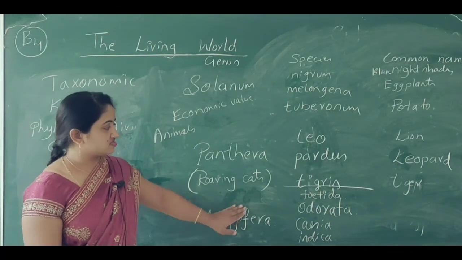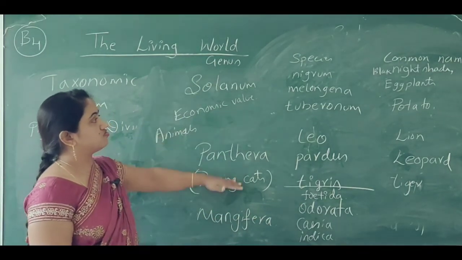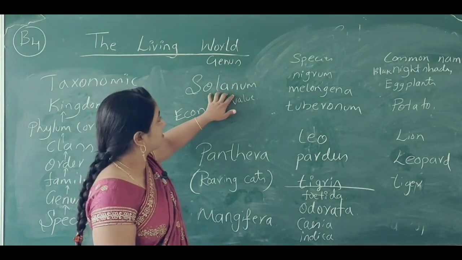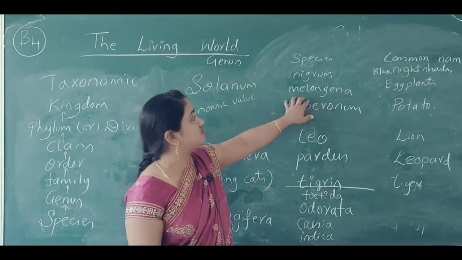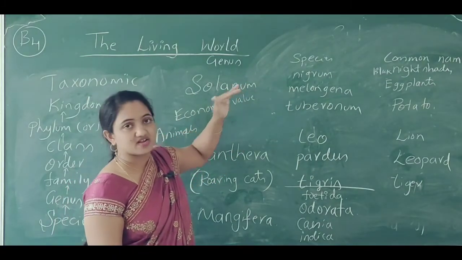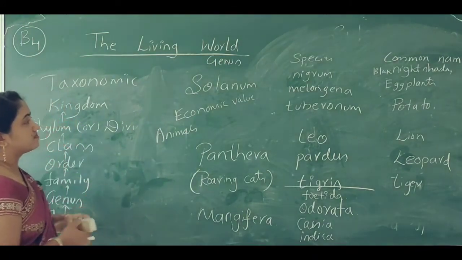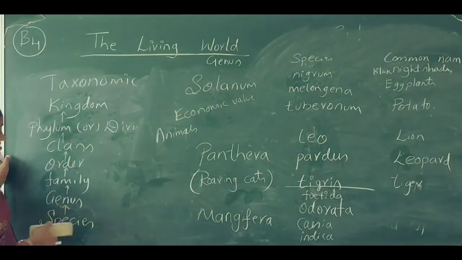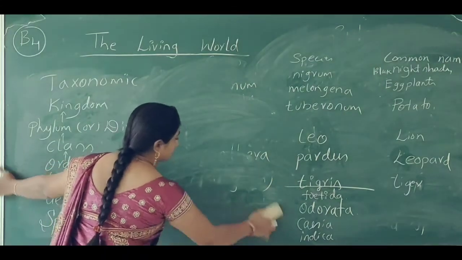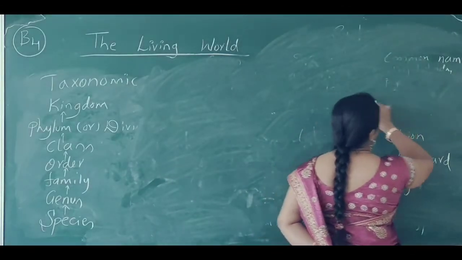Okay, so this is a little bit of extra information. If you want to write it, you can. Otherwise, these two examples are more than enough. When you write in your book, you have to write Solanum nigrum, Solanum melongena, Solanum tuberosum. Don't write this, because if you write like this, you'll get confused. Okay, we'll pass on to the next unit. Hope you have understood these concepts. If you have any doubts, my dear students, please ask me, because this is a new subject for you.